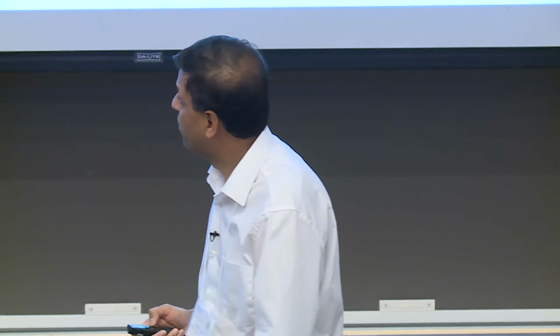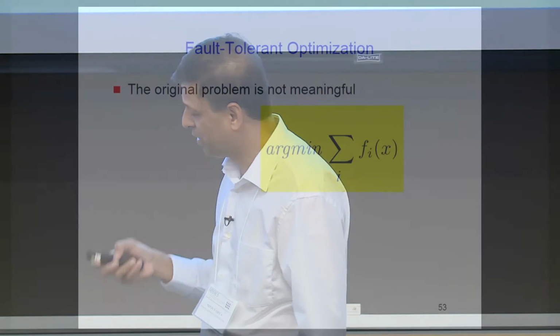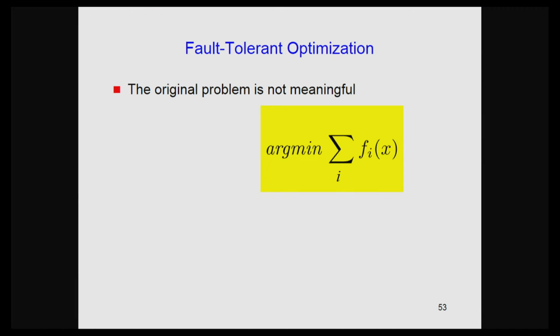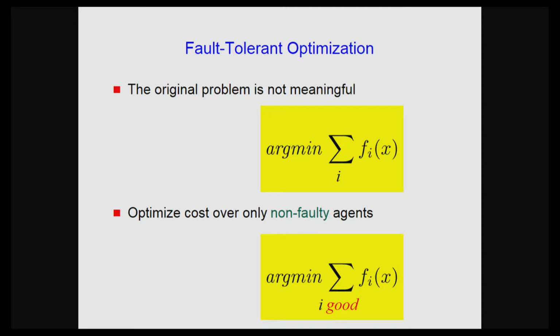Okay? So the original problem is not really meaningful anymore. You set out to optimize the sum of cost functions over all agents. If I'm a bad agent, you don't really want to account for my cost. You want to essentially just ignore my cost function completely. So what you want to optimize is this: the sum of the cost functions over only the good guys, the non-faulty agents.